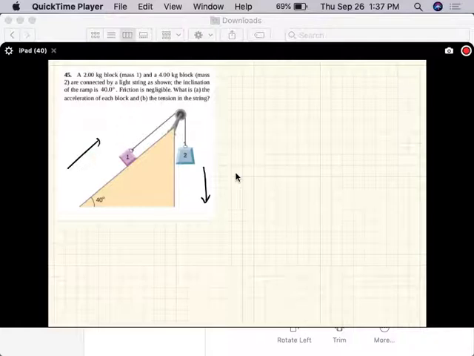So this is the positive direction for this block. This is the positive direction for this block. And let's assume acceleration is like that. And if acceleration comes out negative, that means the blocks are going the other way.